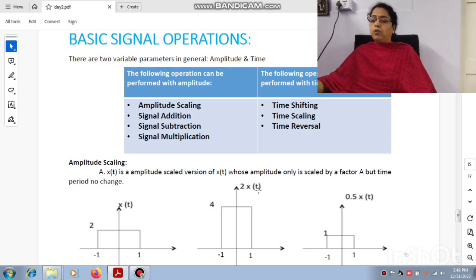Right? Now we want to do amplitude scaling by a fractional value, that is 0.5. Previously the original signal had the amplitude equal to 2. Now it is multiplied by 0.5. So 2 into 0.5 is 1. So the amplitude is changed to 1, whereas the time did not change. It is from -1 to 1 because it is only amplitude scaling, no time operation.